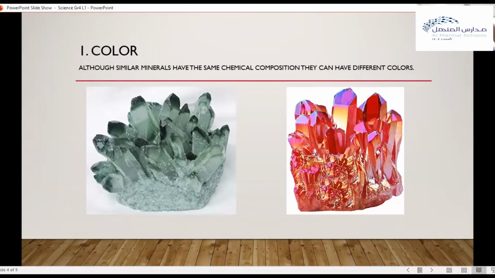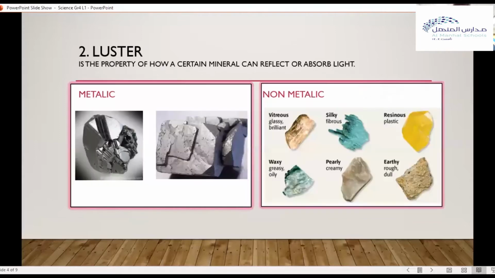If we look at the color on the left-hand side, we can see that it is a green color, and it looks similar to the structure of the crystals on the right-hand side. The difference is that it is red. So this is quartz found somewhere on Earth. Why this is a different color from this one is because they have interacted with different kinds of minerals. So color is not enough by itself to identify a mineral.